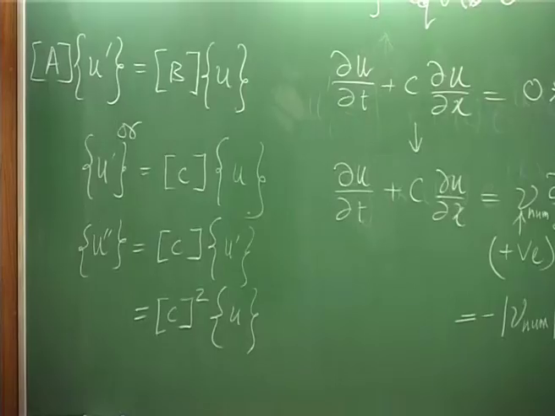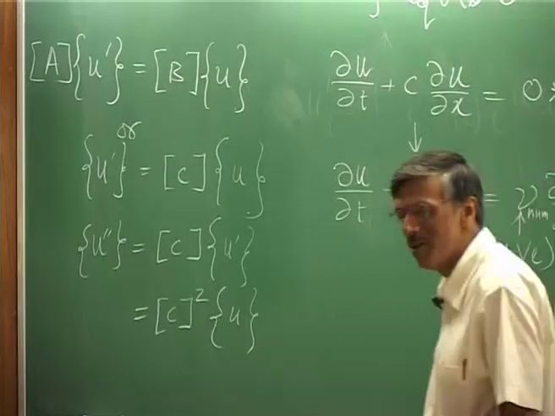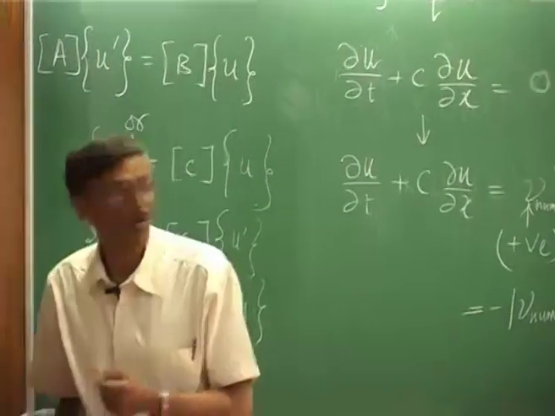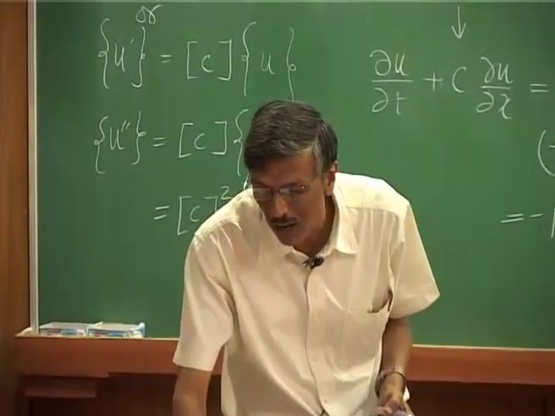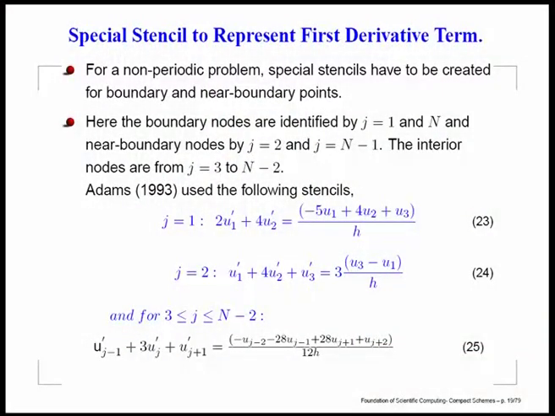Let us simplify the problem very much. We take the stencil which we had shown here. There is an Adam scheme. So, we take n equal to 5. For j equal to 1 we use this equation, for j equal to 2 we use this, for j equal to 3 we use 25, for j equal to 4 we write out an expression similar to 24, and for j equal to 5 we write out an equivalent expression of 23.